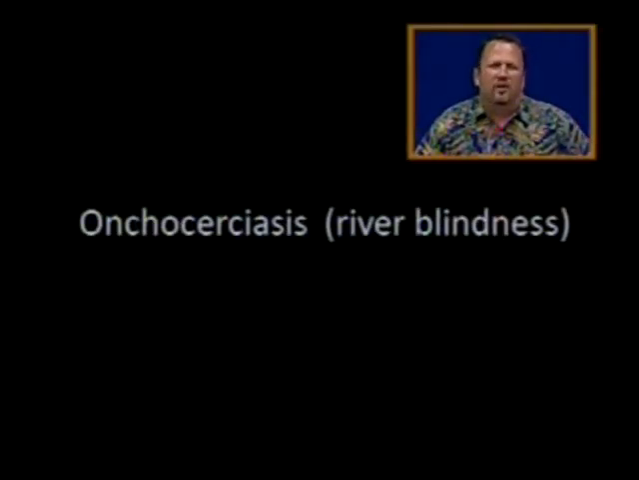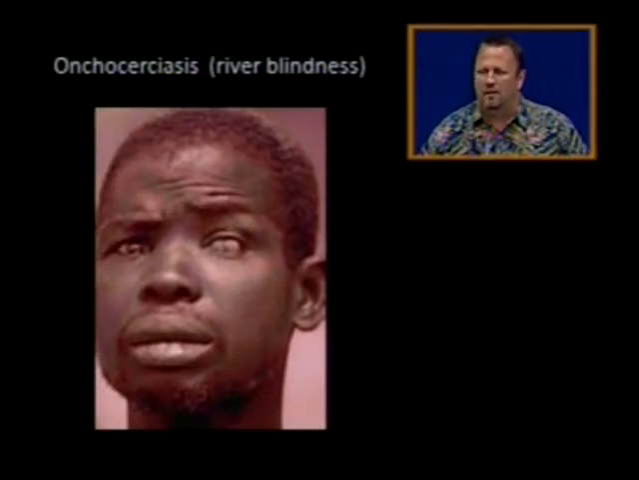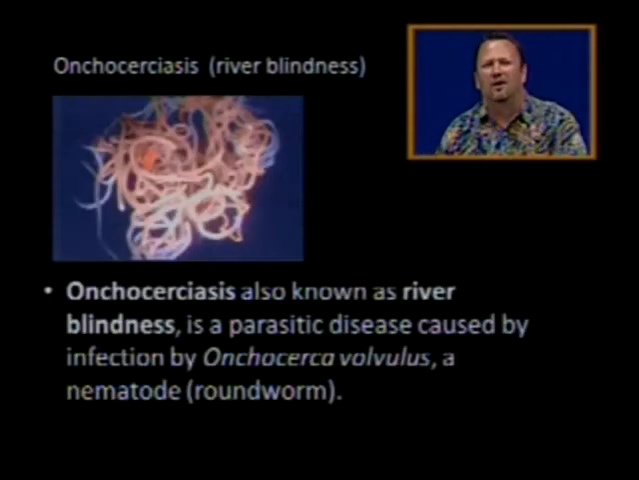So let's talk about onchocerciasis. This is called river blindness. Here's a picture of a gentleman suffering from onchocerciasis, river blindness. Onchocerciasis, also known as river blindness, is a parasitic disease caused by infection with Onchocerca volvulus. It's a nematode, a round worm.